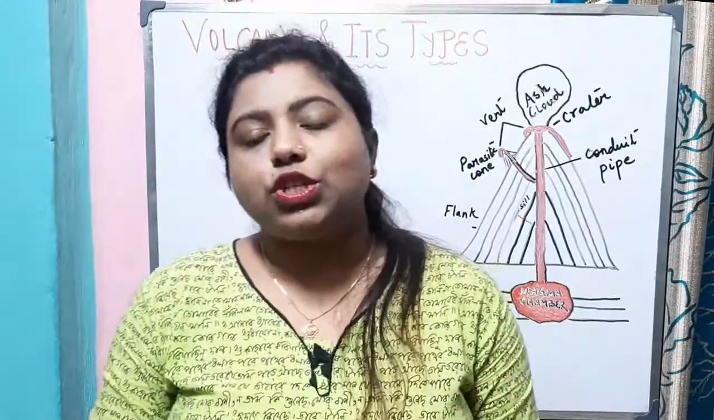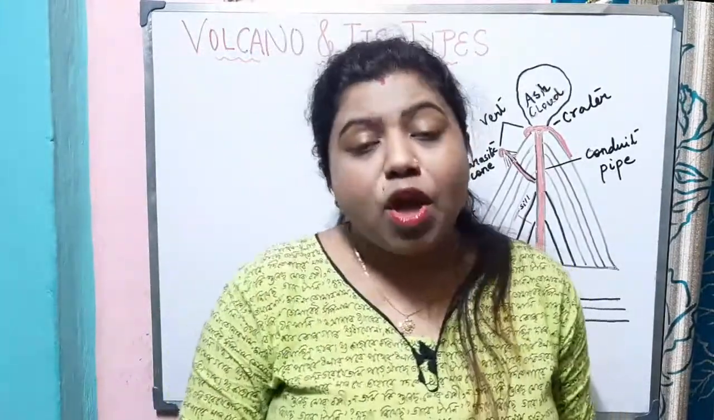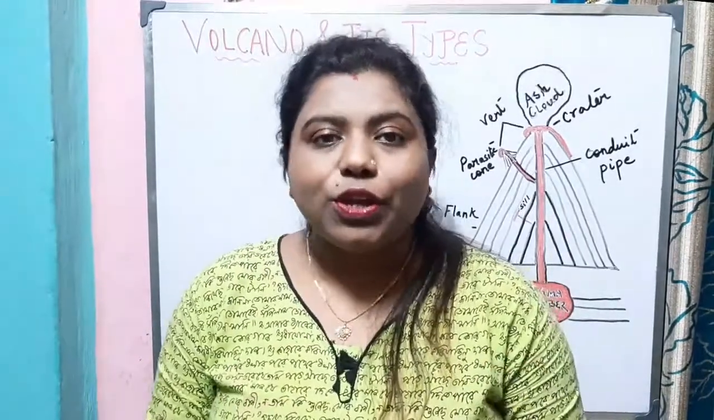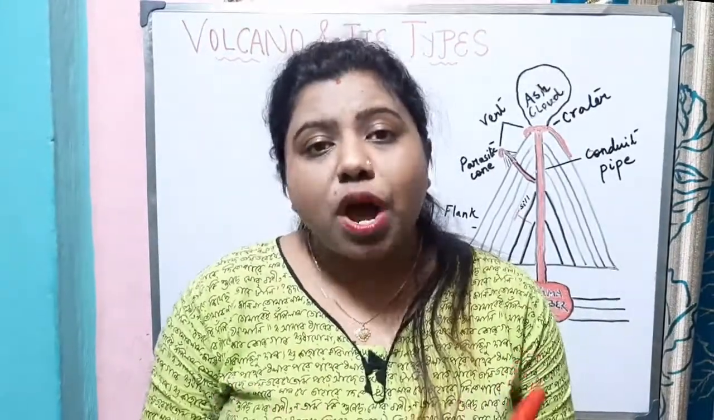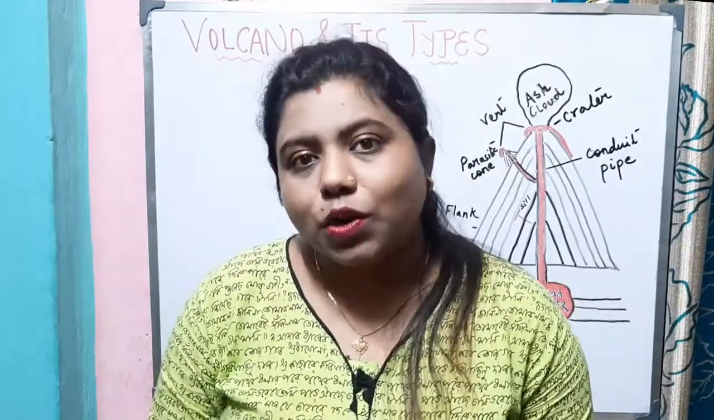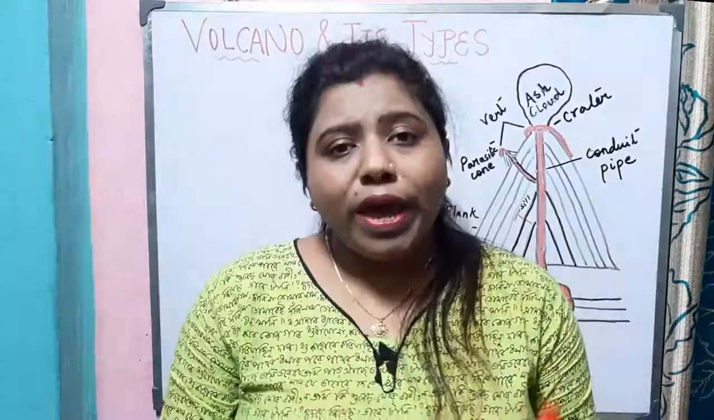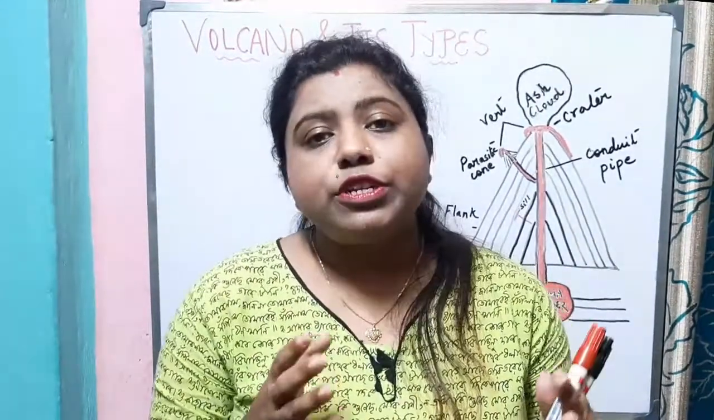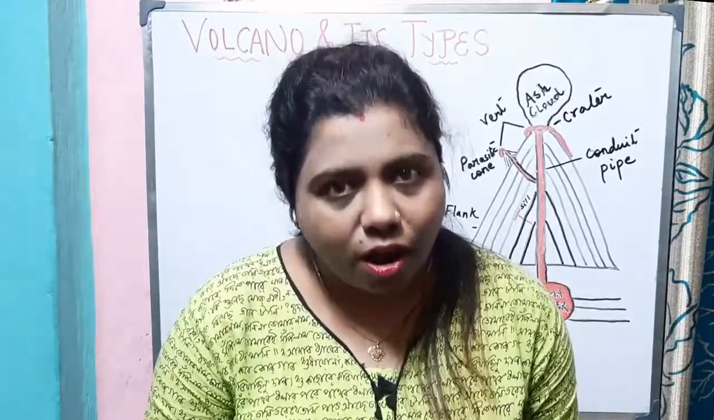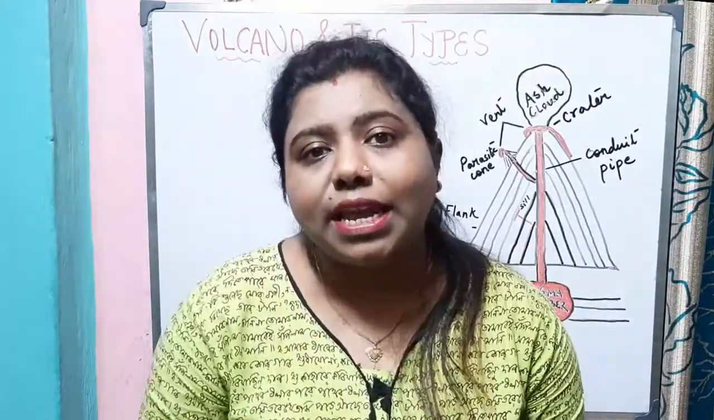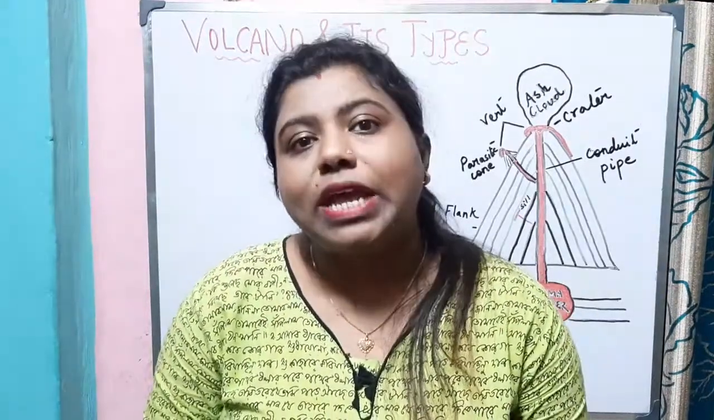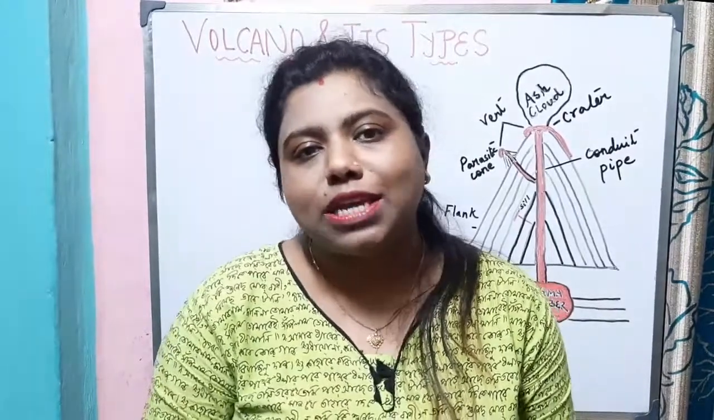Today we will discuss the topic of volcano and its types from the chapter Interior of the Earth for class 11. In our earlier videos, we have discussed the structure of the interior of the Earth. We came to know about the three layers: the crust, mantle and core. We have also discussed different sources which provide us information about the interior of the Earth. Today we will read about volcanic eruptions, which is one of the most important sources of obtaining direct information about the interior of the Earth.